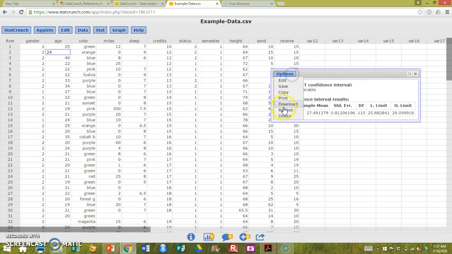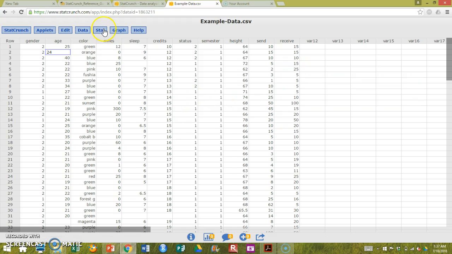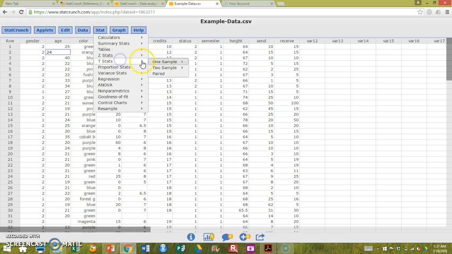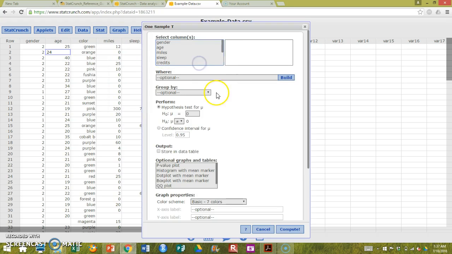Let's see, I'm just going to, for now, show you how to start this from scratch. So to do a hypothesis test, I do Stat, T Stat, one sample with data, I care about age, and I'm doing a hypothesis test. Now the default is 0. We're not testing whether the average age is 0. We're testing whether or not the average age is 30. So I'm going to type in 30. I'm going to add in the p-value plot to show you that area under the curve here that we're going to get for this scenario.